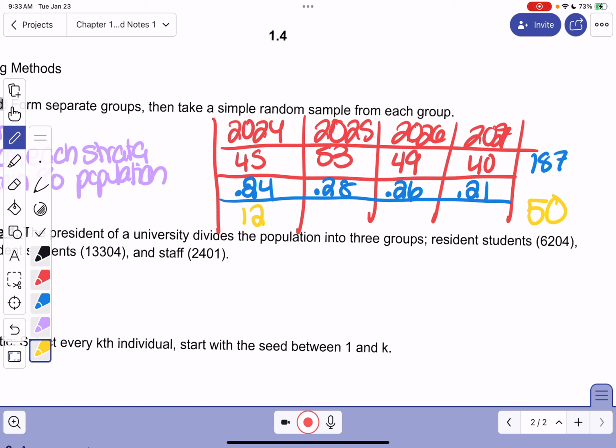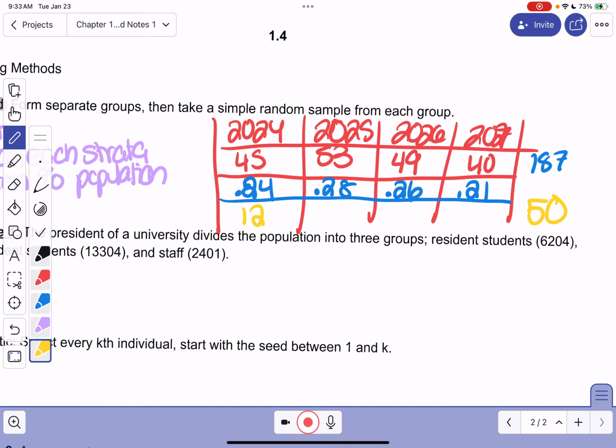See if you can figure out how many you would ask of each group if we're asking 1,000 people. Lowercase n is 1,000. All right, so first we figure out our 3 groups. We have resident, non-resident, and staff. If we add them all up, we get 21,909 people. So for residents, if I do 6,204 divided by 21,909, I get 28%. 28% of 1,000 is 280.